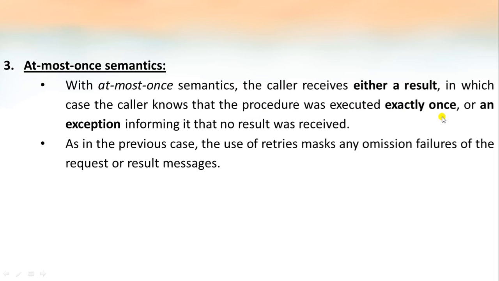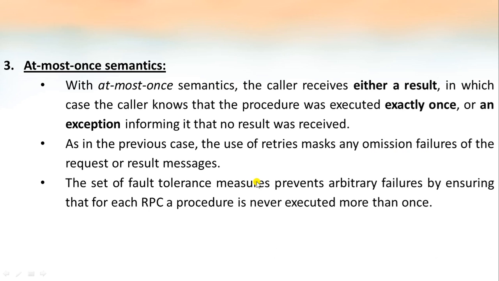Like the at least once semantics, the use of retries masks an omission failure of the request or result messages. And in the case of at most once semantics, the set of fault tolerance measures prevents arbitrary failures by ensuring that for each RPC a procedure is never executed more than once. That means a procedure is executed exactly once.